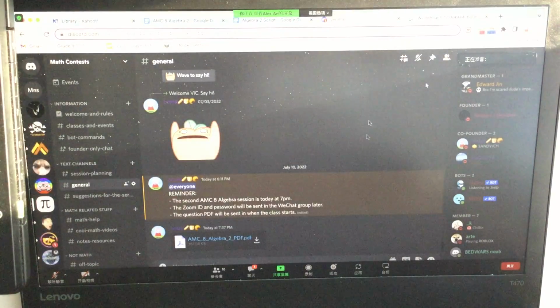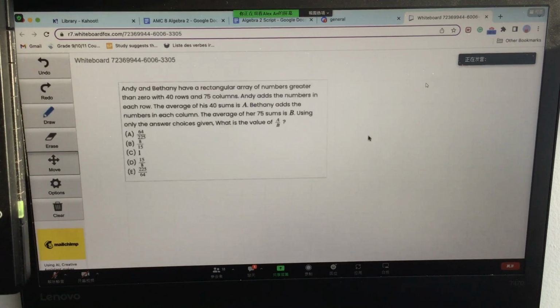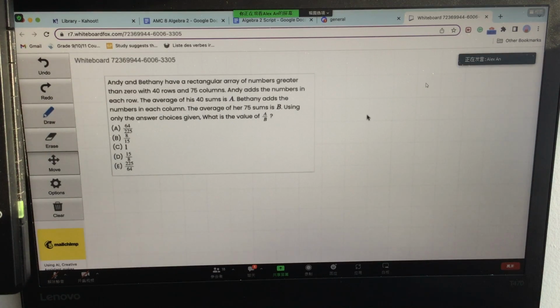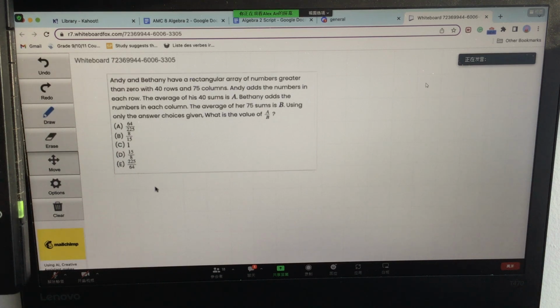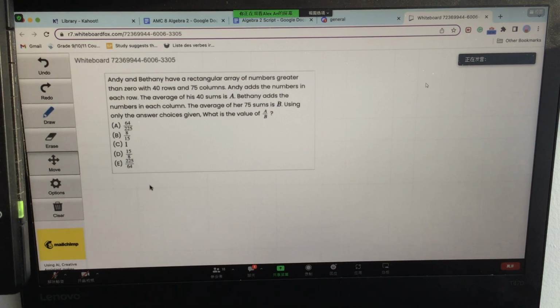So we are going to continue our lesson now. This next question says Andy and Bethany have a rectangular array of numbers greater than 0 with 40 rows and 75 columns. Andy adds the numbers in each row, and the average of the 40 sums is A. Bethany adds all the numbers in each column, and the average of those 75 column sums is B. It's asking for the value of A over B. I'll give you 30 seconds to do it.